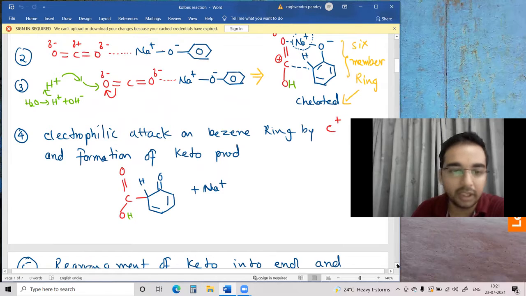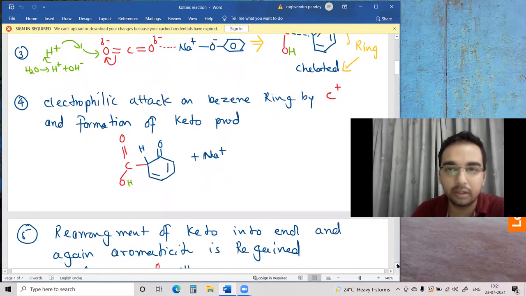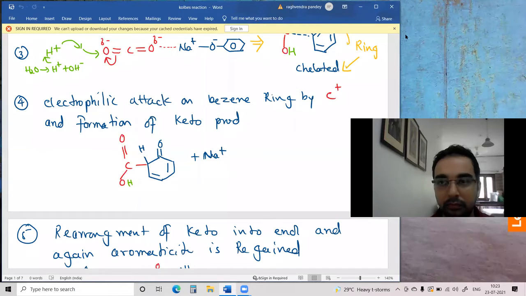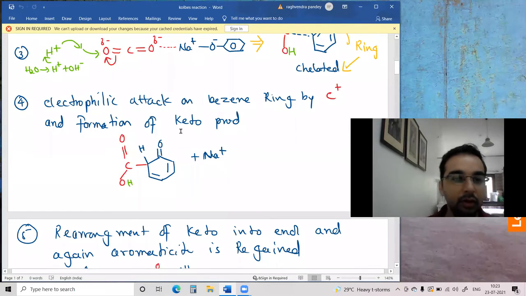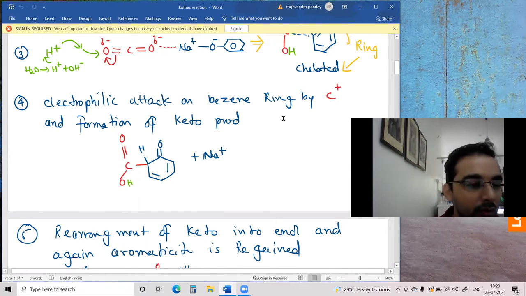Now next is the electrophilic attack. So this is your electrophilic attack. Now this is very, very easy, the electrophilic attack which is there.